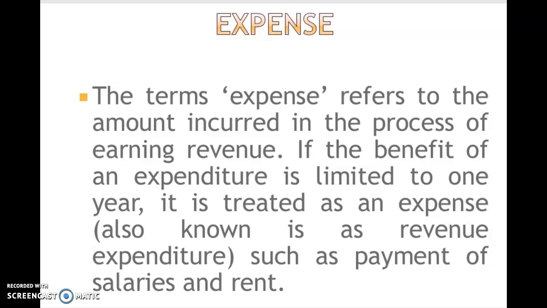The third type of expenditure is known as deferred revenue expenditure. If we delete the prefix word deferred, the left out word is revenue expenditure. It means that expenditure which is of revenue in nature, but the benefit is available for more than 1 year. Now how is it different? Capital expenditure benefit is available more than 1 year. Revenue expenditure, the benefit is limited only up to a period of 1 year. But deferred revenue expenditure is that expenditure, the benefit of which is available over a long period of time, but it is of revenue nature.